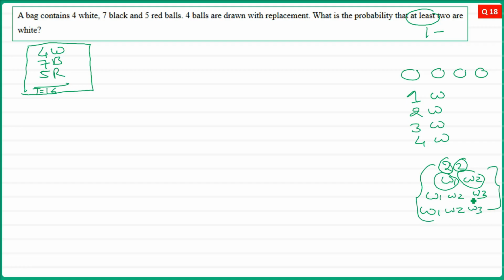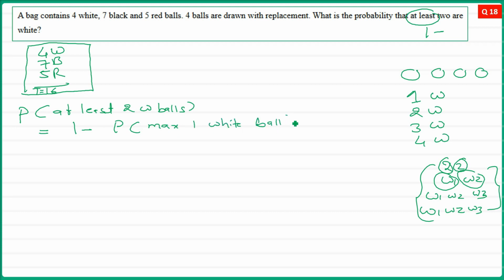The better way is not to follow this approach, but to find no whites or 1 white. And when you subtract this from 1, you will get at least 2 are white. So it will be an easier approach to solve this question. So the probability of at least 2 white balls comes out to be 1 minus probability of maximum 1 white. More than 1 white cannot come. So there will be no white ball also. There is also one possibility: maximum 1 white ball means no white ball plus exactly 1 white ball.